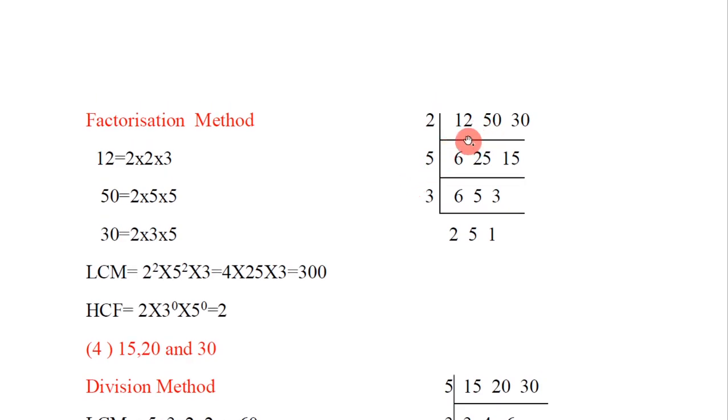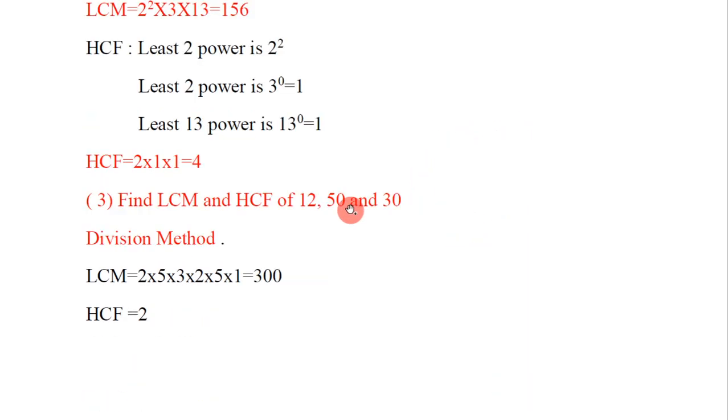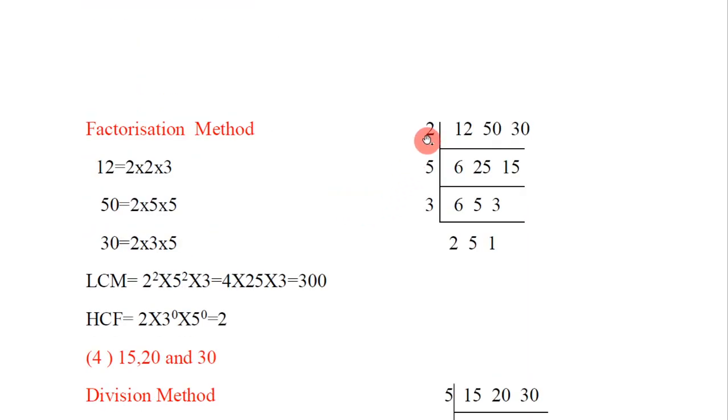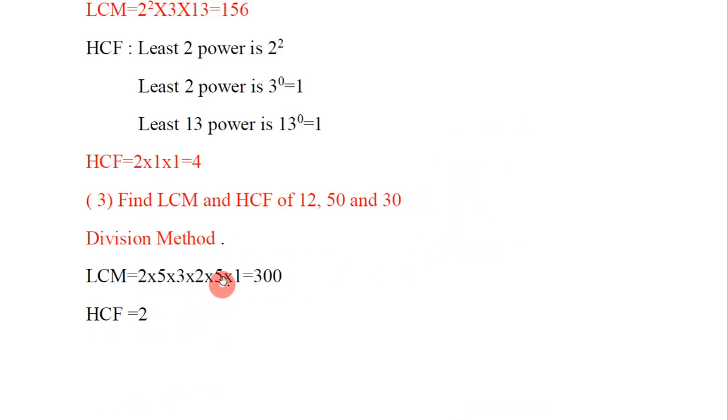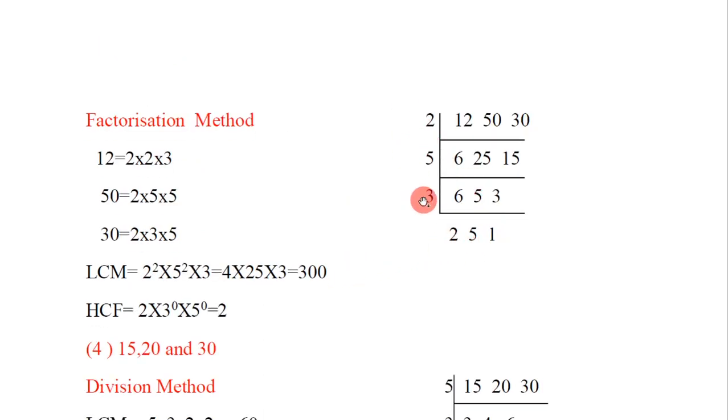15, 12, 50 and 30. By division method, LCM is 2 into 5 into 3 into 2 into 5 into 1. It is written here 2 into 5 into 3 into 2 into 5 into 1. So all these 6 numbers product. And while writing HCF, we have to write only the factors which are common for all the 3 terms.